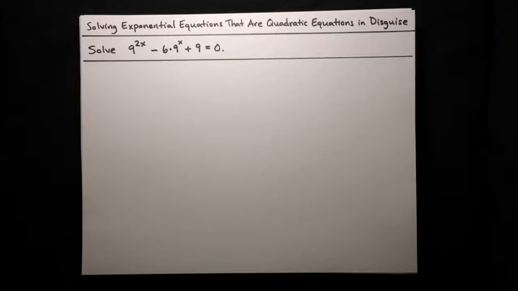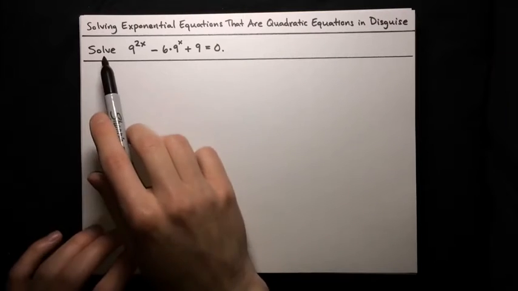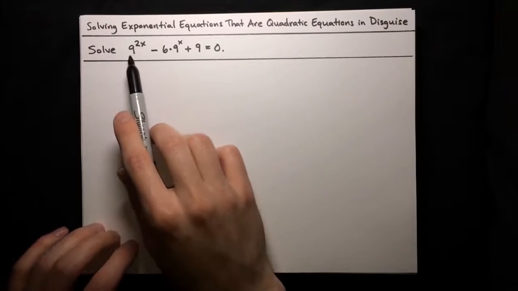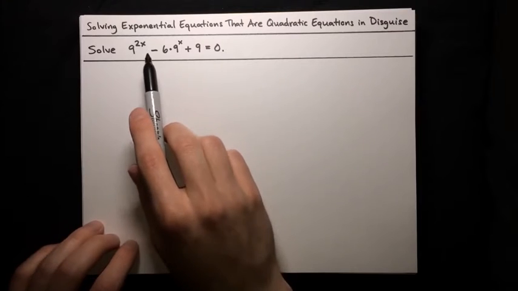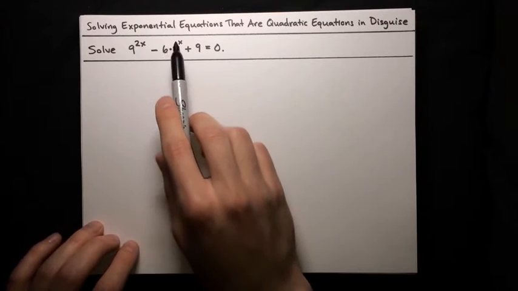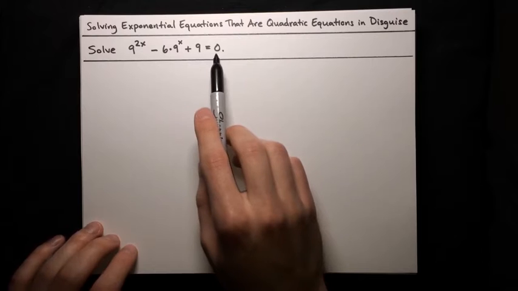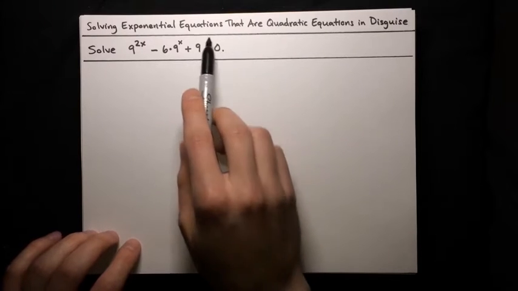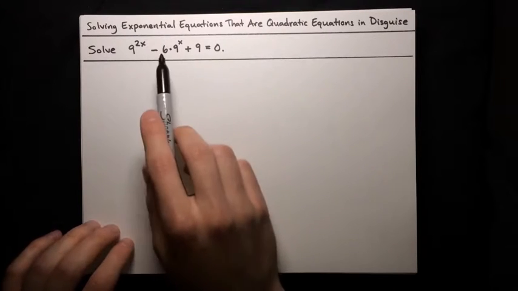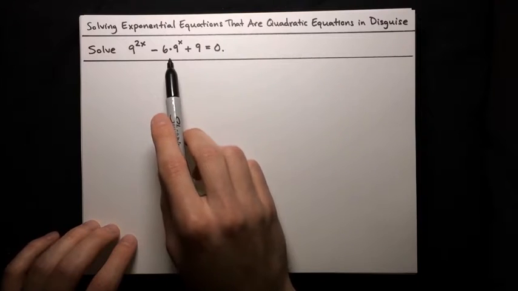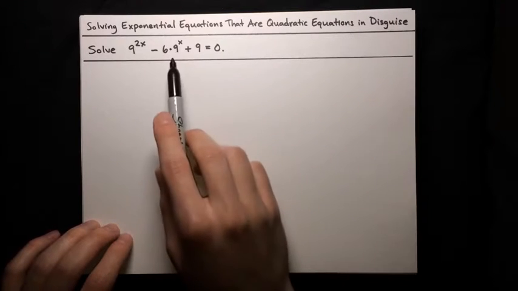In this video, I'm going to show you how to solve exponential equations that are quadratic equations in disguise. For example, look at this problem here. We want to solve this equation: 9 to the power of 2x minus 6 times 9 to the power of x plus 9 equals 0. And this is an exponential equation, but we're going to see by rearranging it a little bit that it's really a quadratic equation in disguise.